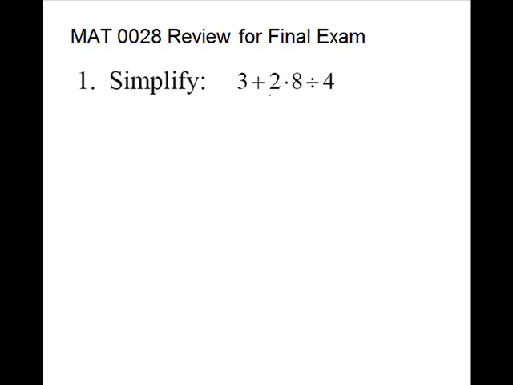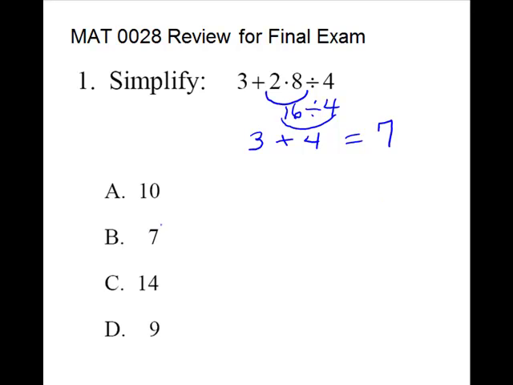So we have 2 times 8 is 16. And then we'll continue on. 16 divided by 4 is 4. You can bring down the rest of the problem. 3 plus 4 gives us 7. So our choice is B.